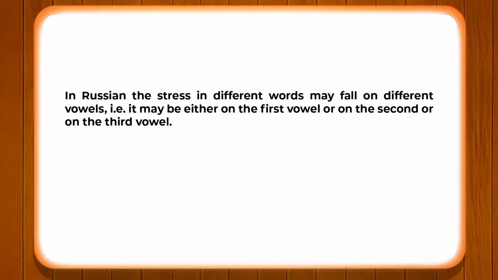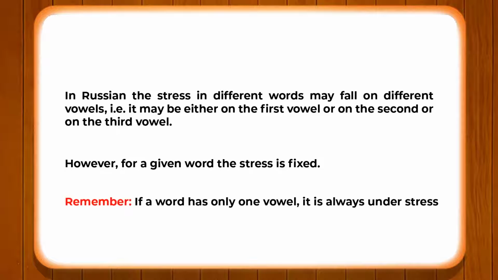As you know, in Russian the stress in different words may fall on different vowels. For example, we have done in our recent module such examples like malako or yablaka, where we have more than one vowel. The stress may fall on the first, the second or the third vowel as per the word. However, for a given word the stress is fixed. So, please remember, if a word has only one vowel, it will always be under stress. Simple and clear.